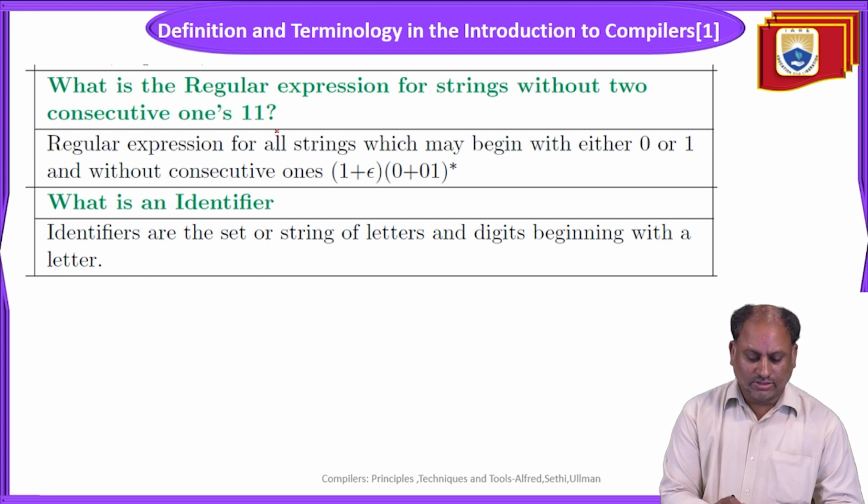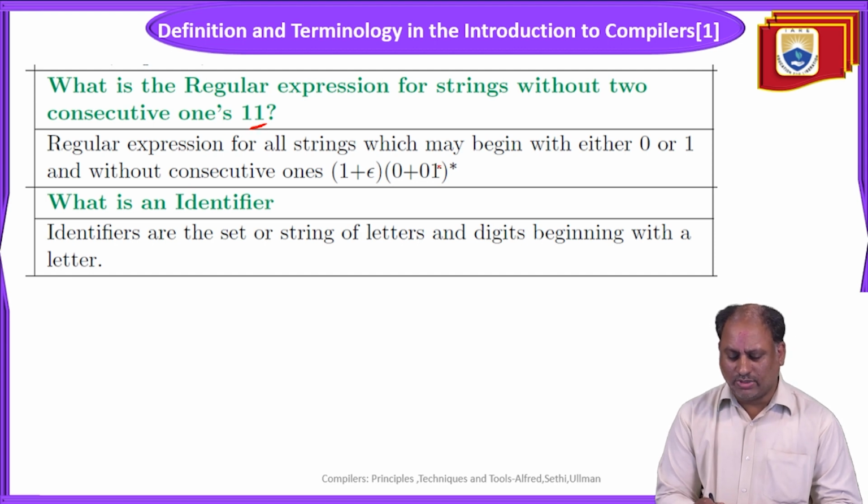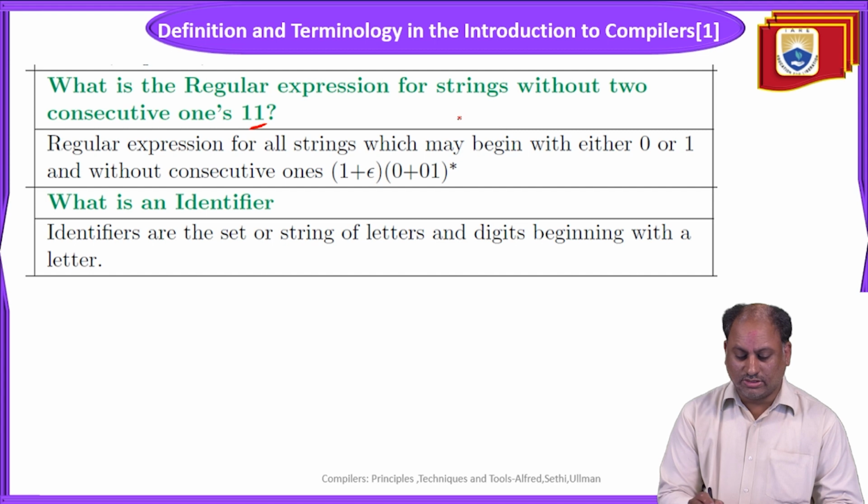Another important one: what is the regular expression for strings without two consecutive ones, 1 1? So here we are going to represent an expression in such a way that the strings are formed with any number of symbols, that begin with either 0 or 1, but do not have two consecutive ones.